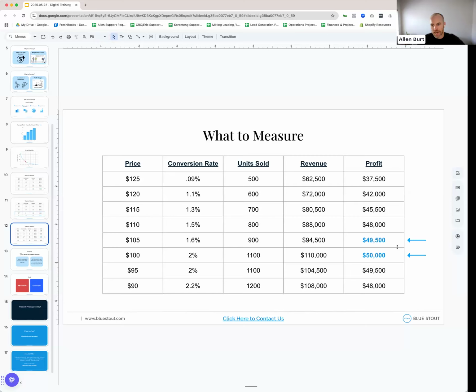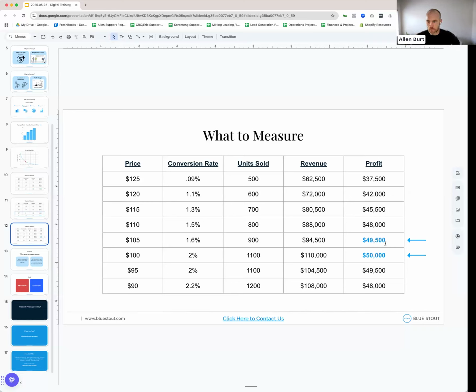So the idea here again is that you would never know this unless you tested it and understood the impact on conversion at each price point. And then once you map in your input costs, your cost of goods sold, then you can understand what the profit impact is going to be.